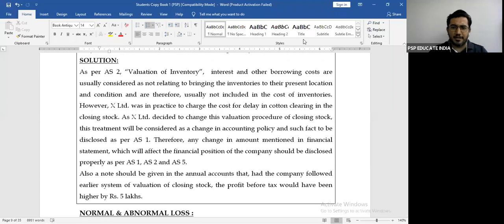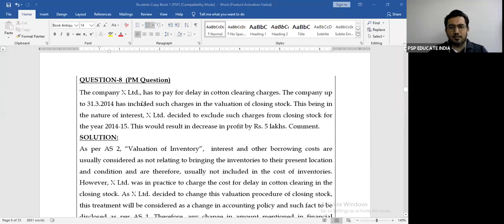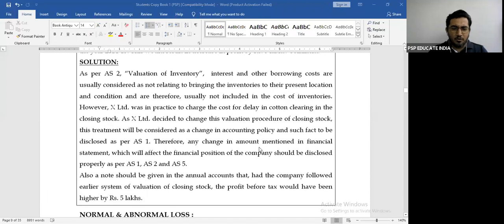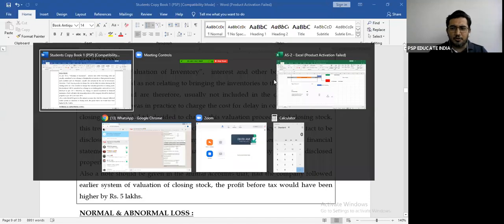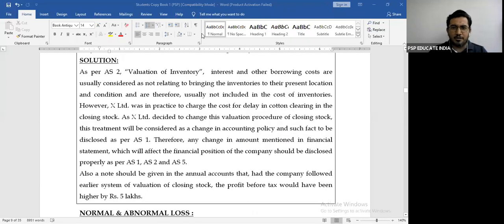Okay, question number 8. It says the company has paid for delay in cotton clearing charges. The company has incurred such costs. Okay, I know this question. Now, the first thing that I want to tell you is, let me see whose doubt it is. Okay, Sami, I guess it is your doubt.